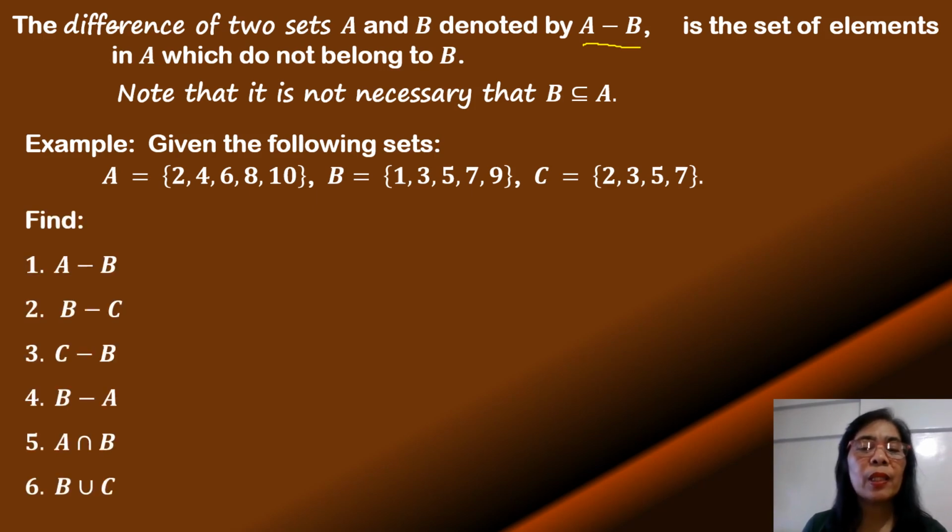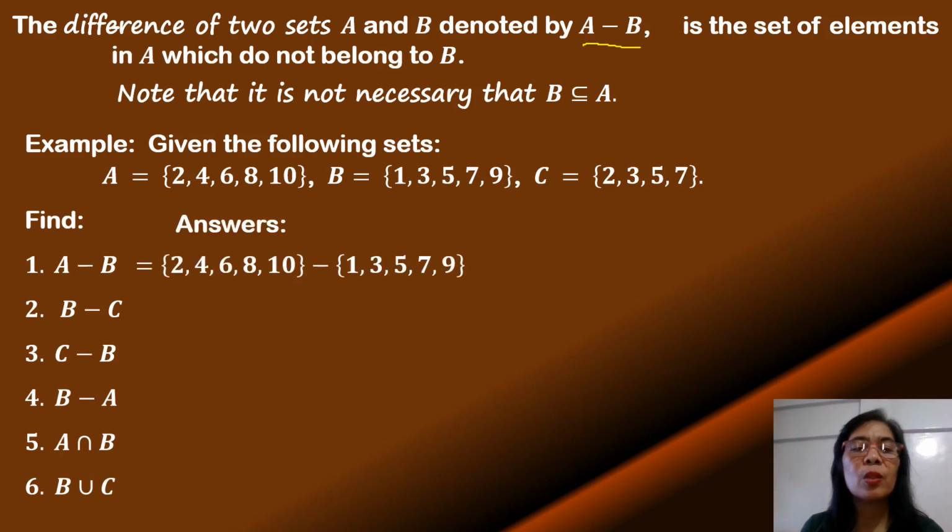Number 1, let us find A minus B. So A minus B, we have set A has elements 2, 4, 6, 8, 10. B has elements 1, 3, 5, 7, and 9. So what you're going to do is subtract from the first set those elements which are found in the second set. So 2, 4, 6, 8, and 10, none of these is found in the second set. And so therefore, the difference is the same set of elements in set A.